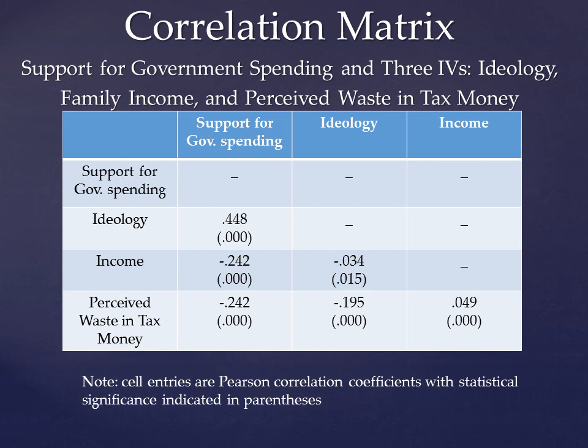In the case of income by support for government spending, and in the case of perceived waste in tax money by support for government spending, the correlation coefficient is minus 0.242, which indicates a moderately strong and negative relationship. The R-square value in both cases is 0.059, which signifies that these independent variables explain 6% of the variation in the dependent variable. And finally, the p-value in all 3 cases is 0.000, indicating a statistically significant relationship. So we can conclude that ideology is the strongest predictor of respondents' view on public spending.